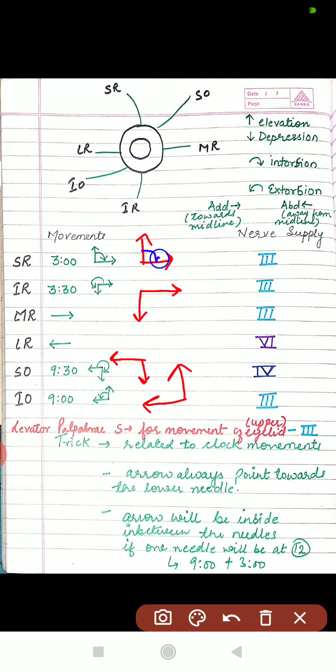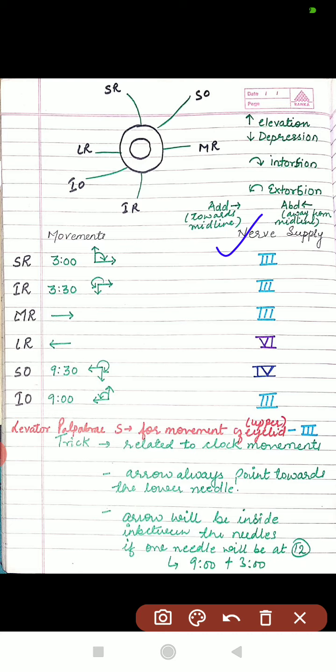So it will be like this inside, and the arrows will always be pointing towards the downward needle. What about the others? The arrows will be outside and will always point towards the downward needle. So this is related to these movements. If you just learn the trick, you can answer any questions without any obstacle or any problem. Now, nerve supply related to these muscles.